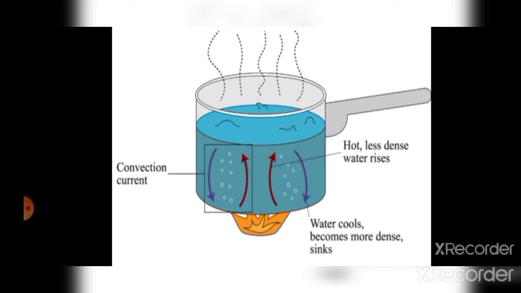This process of hot water rising upwards and cold water sinking downwards takes place again and again, due to which the whole water in the beaker gets heated uniformly. So, the circulatory movements of water in the beaker, in which hot water rises and cold water sinks again and again, is called convection of heat.